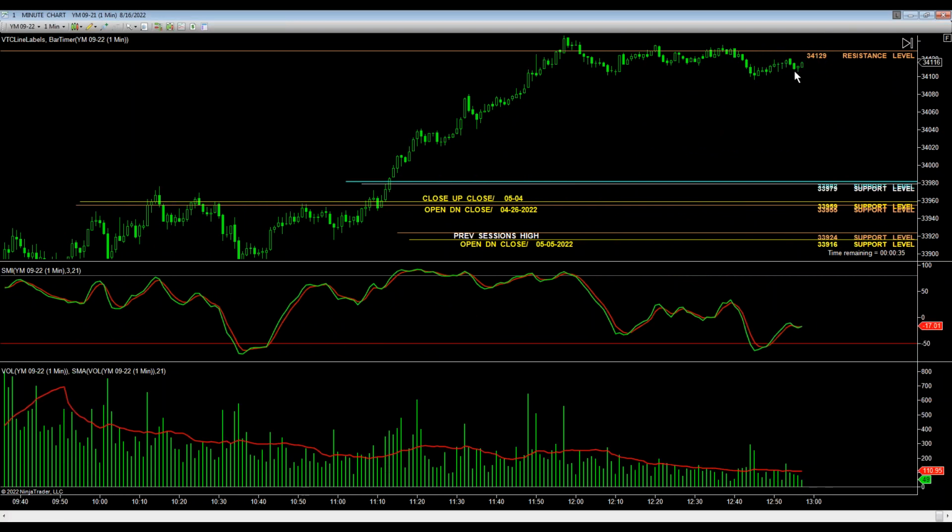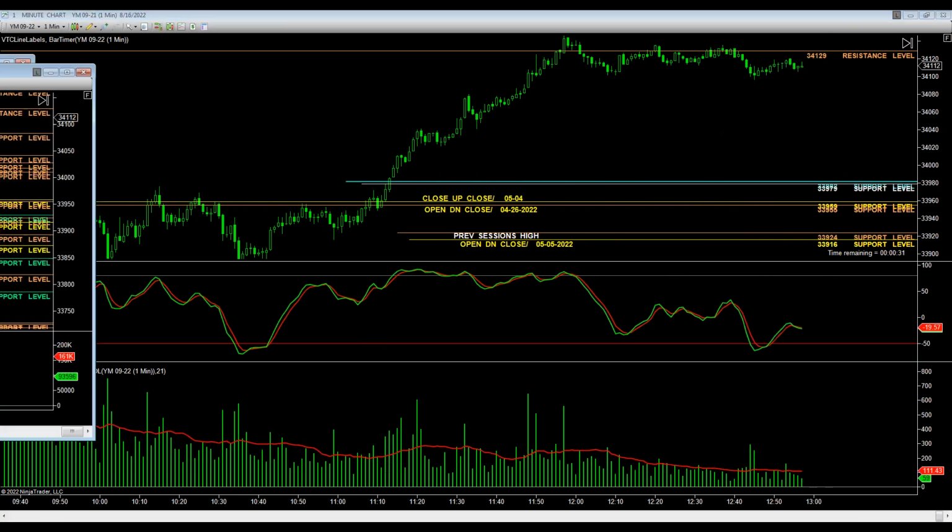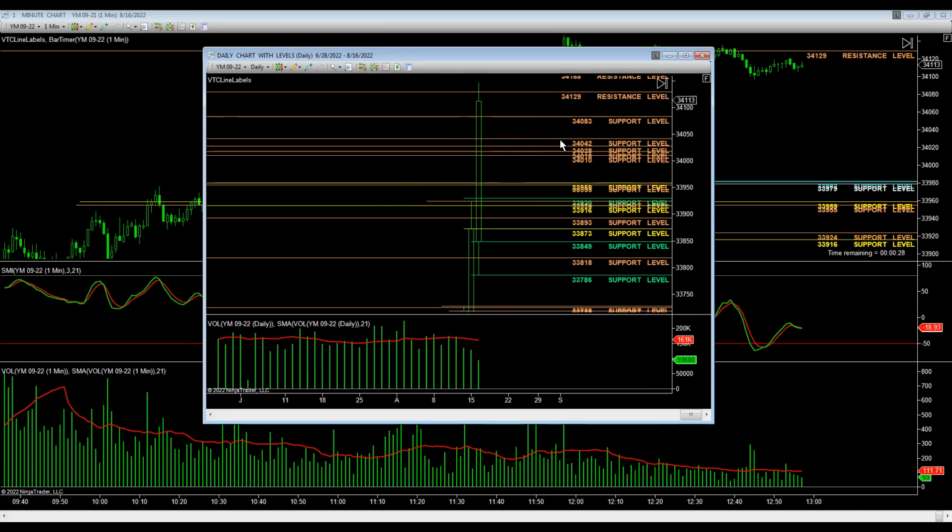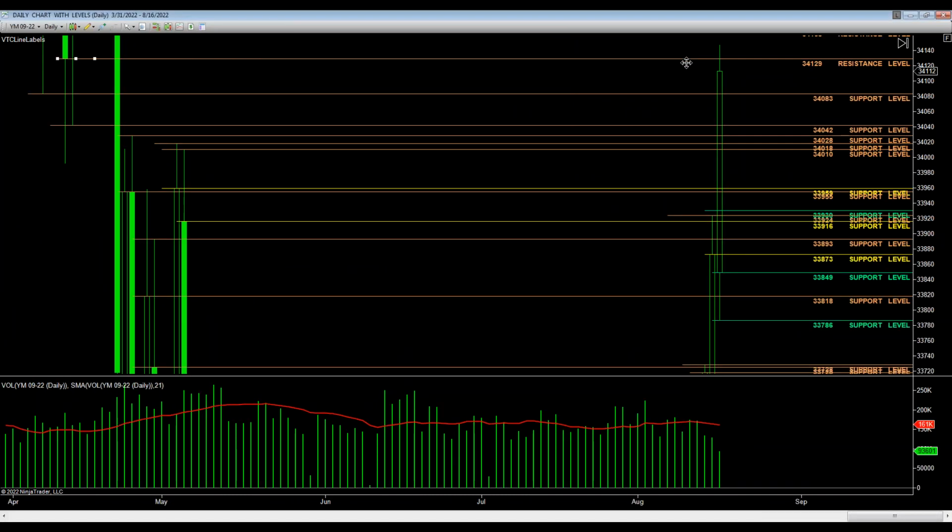This level right here at 34,129. You know where that came from? I'll show you. 34,129, that's drawn from the close of the Dow, the close from 4/12/2022. You know where this one came from? A low. Where these came from here, lows or highs.